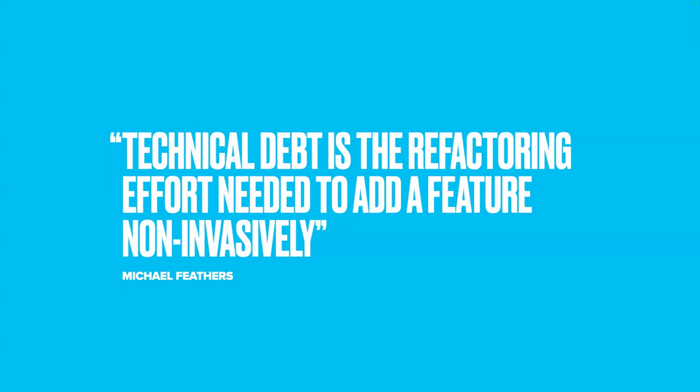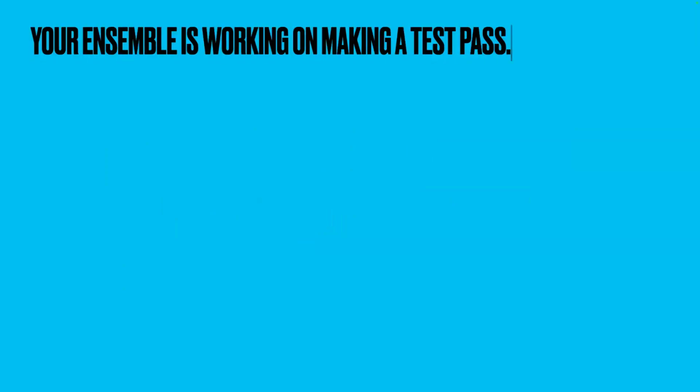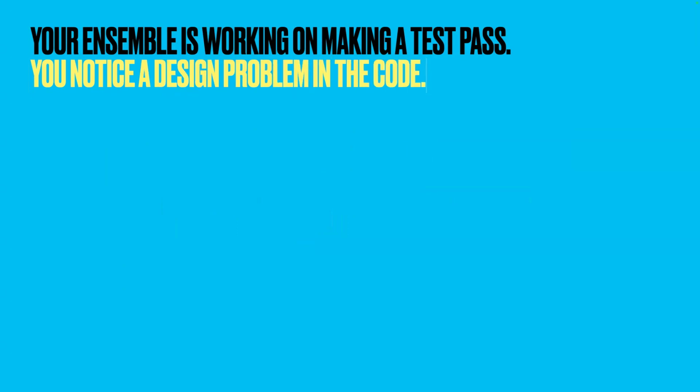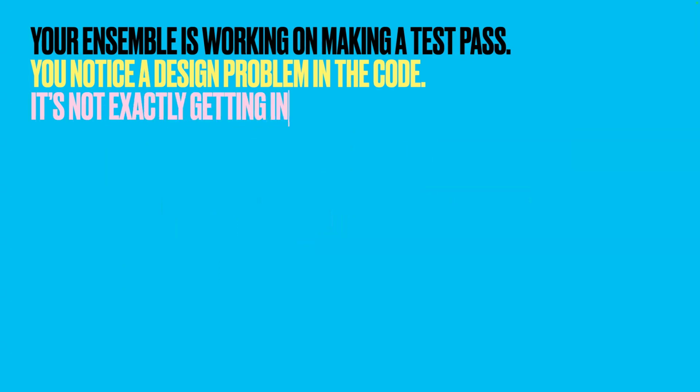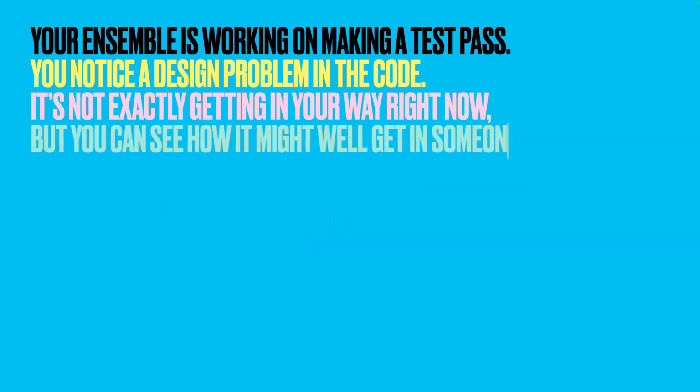All right. So I'm going to give you a little scenario, right? So you're working in an ensemble. I don't mind whether it's 2 people or 5 people. I prefer bigger ones, but that's you. And you're walking by something that you can see will cause somebody friction. It's not really getting in your way, but you can see how it might well get in someone's way. What are you going to do?